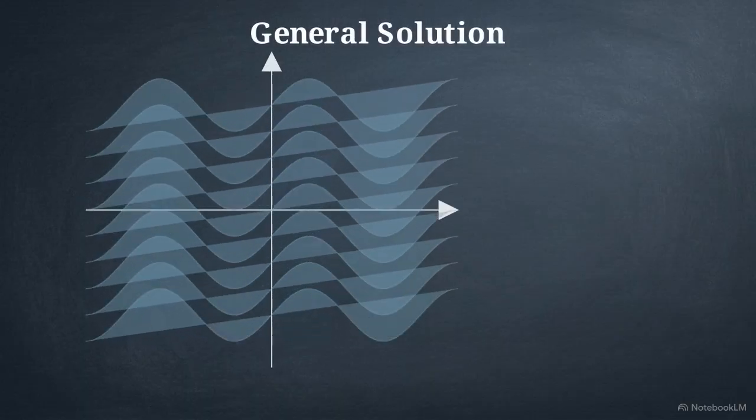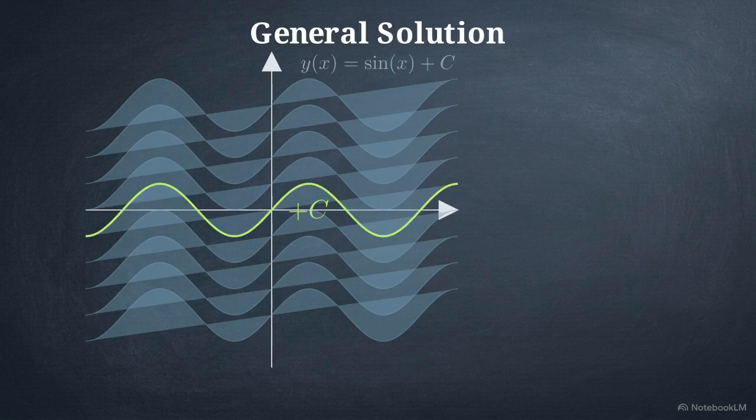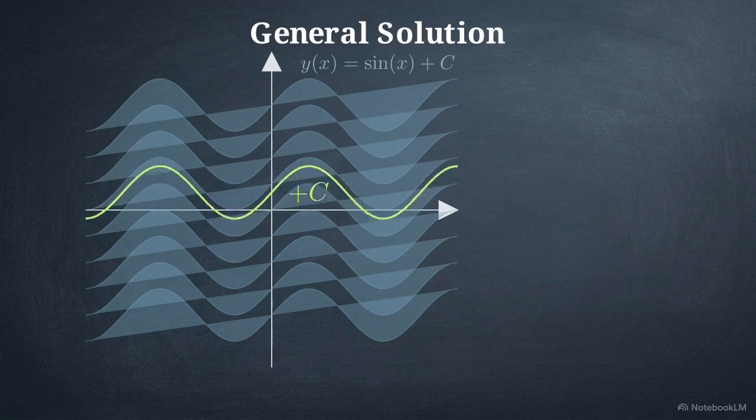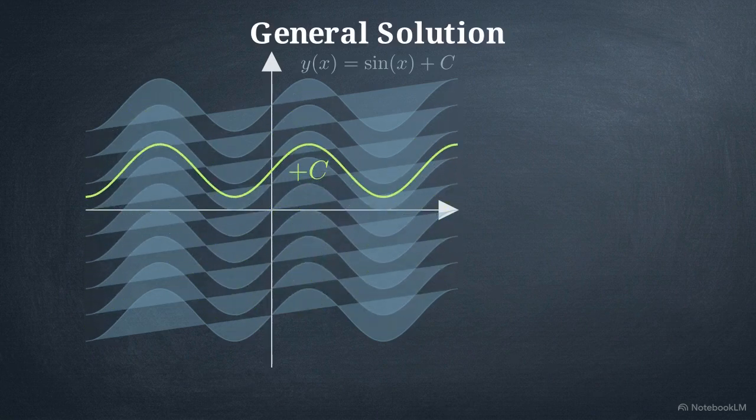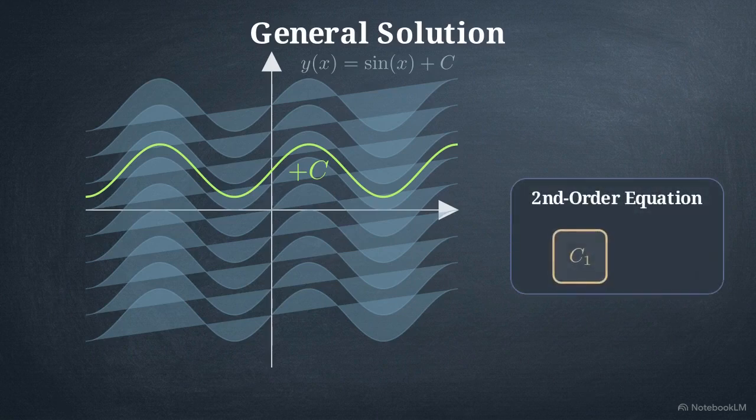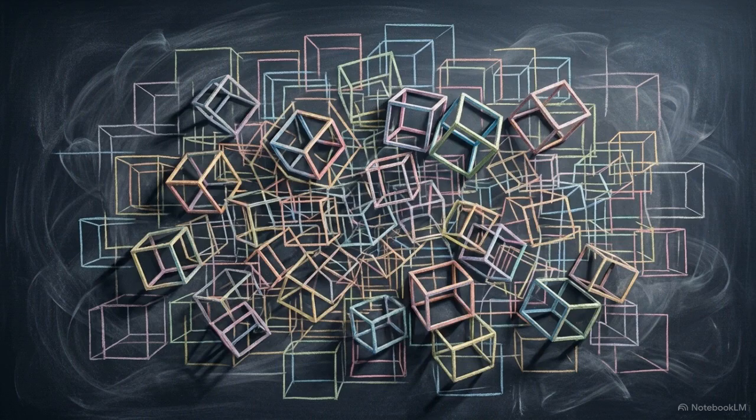This family of curves represents the general solution, all possible theoretical states. Overlapping waves exist because integration leaves arbitrary independent constants. Varying c slides the wave along the y-axis. The quantity of these constants perfectly matches your equation's order. A second-order equation yields 2 constants. But engineers do not build systems based on infinite possibilities.